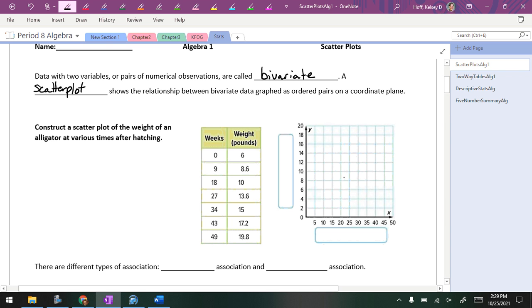First things first, we need to label these. The X column is always on the left. The Y column is always on the right. So our X-axis should be labeled weeks. Our Y-axis should be labeled weight.